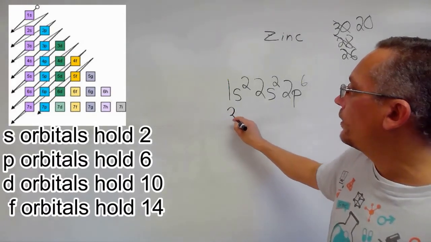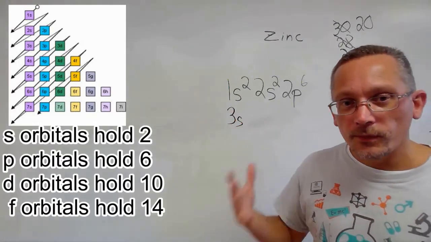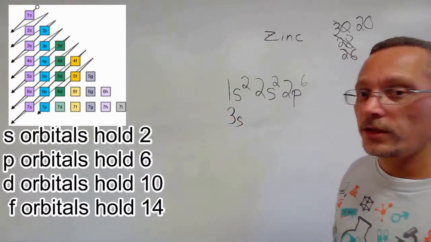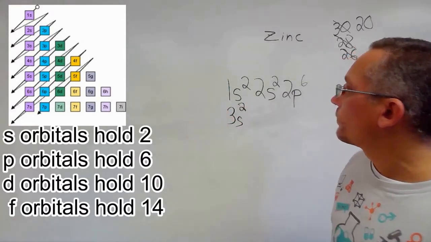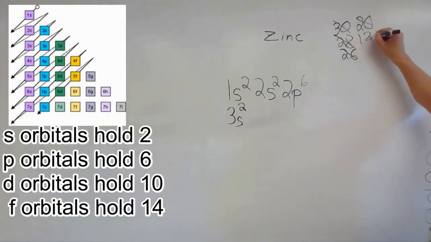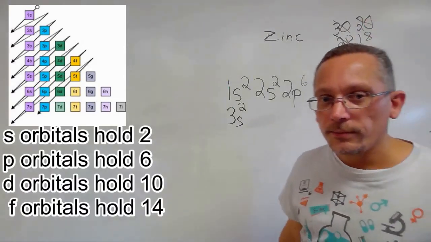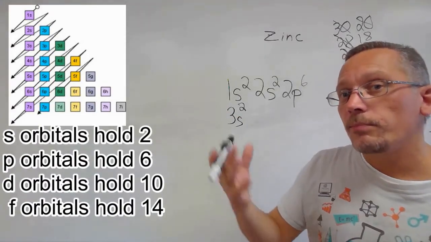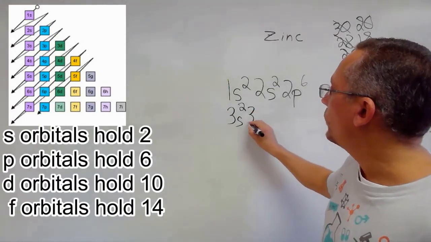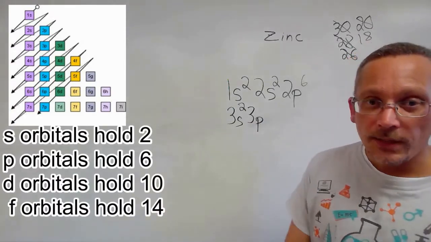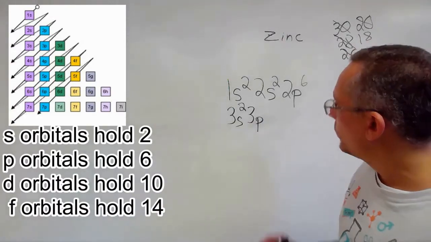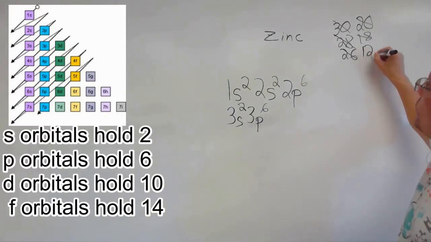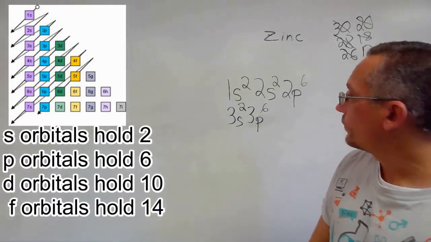I'm going to continue down here because I don't want it to be behind my head. Okay, 3s. Now this is an s orbital, and we can put 2 electrons in an s orbital. And then we have 18 more to deal with. Okay. After 3s, let's follow our map there. We have 3p. And how many can go in a p orbital? We can put 6. And I have 12 left to deal with.